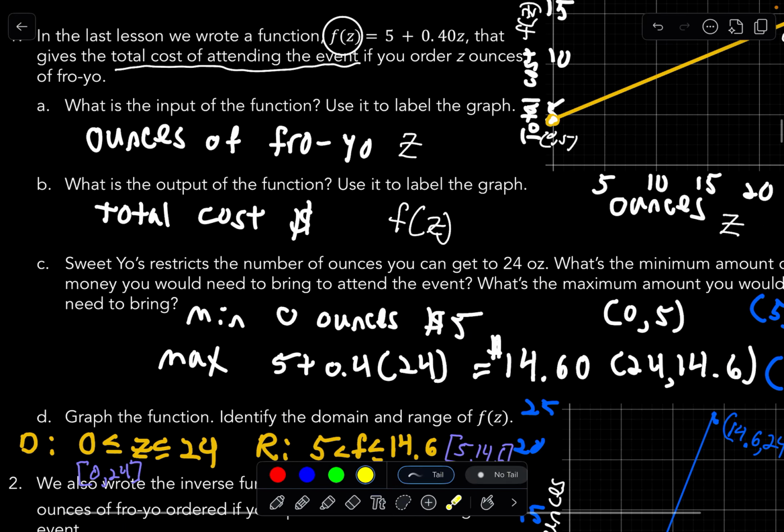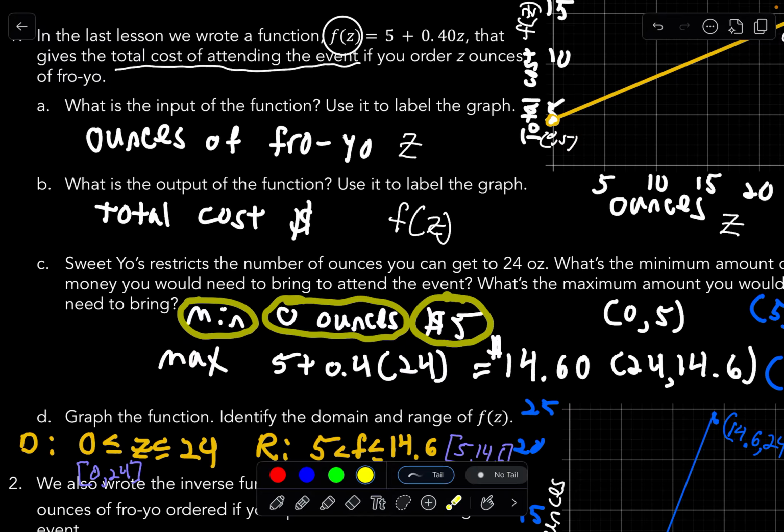So now Sweet Yo's restricts the number of ounces you can get to 24. You can't get any more than 24 ounces. I guess they're afraid of running out of yogurt. So what's the minimum amount of money you need? And what's the maximum amount of money you might need? Well, the minimum amount of money will occur when you buy no yogurt, 0 ounces, which happens to be $5.